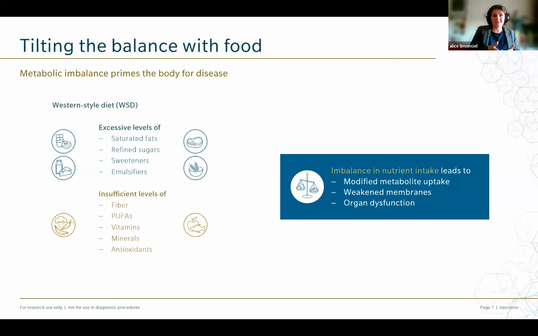But the Western style diet is not only excess, it's also insufficiencies. It's not providing enough fiber, it's not providing enough polyunsaturated fatty acids or vitamins, minerals, and antioxidants. And so this causes an imbalance in nutrient intake, modified levels of metabolites in the blood and in different organs. This is going to cause a weakening of membranes and cellular structure and eventually organ dysfunction.